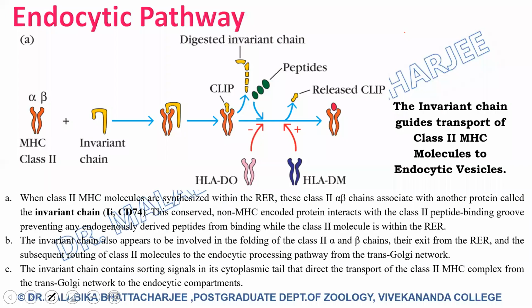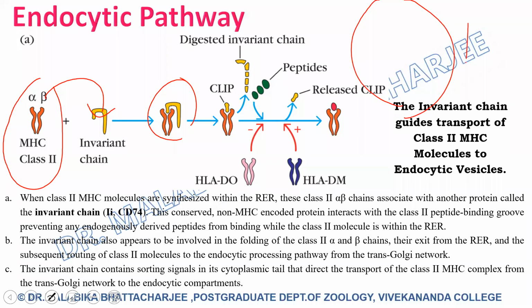So this was it. This is occurring in the ER, okay? This is the synthesis of the alpha and the beta MHC class 2 molecules. And once these alpha and beta class 2 chains have been formed, they associate, as I said, with the invariant chain. This invariant chain interacts with the class 2 peptide binding groove, preventing them from being loaded with any self antigen that has gone wrong.